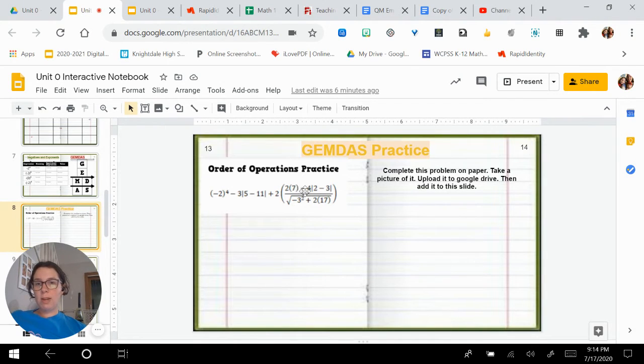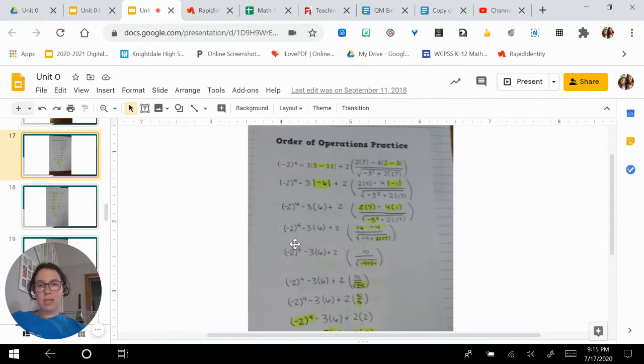2 times 7 minus 4 times the absolute value of 2 minus 3 divided by, we call that the house, so the square root symbol, so square root of negative 3 squared plus 2 times 17. Okay, that's a big one. But we're going to do all of the order of operations in one problem. Okay, so let's look at this example right here.